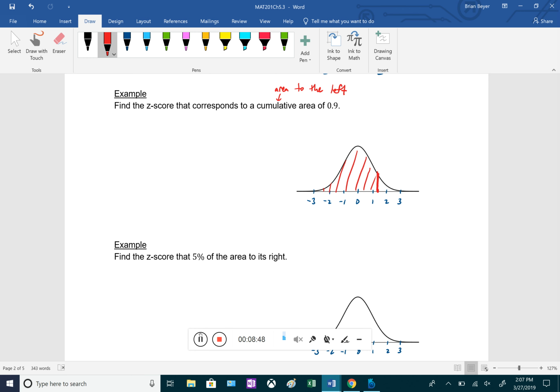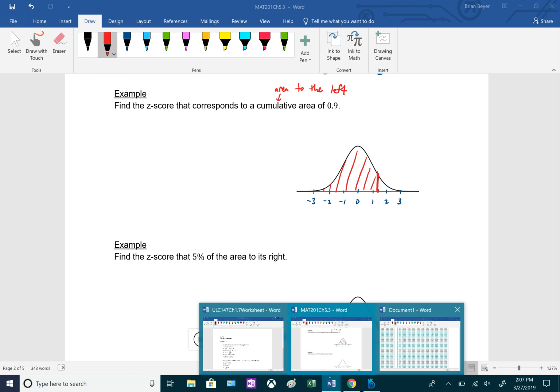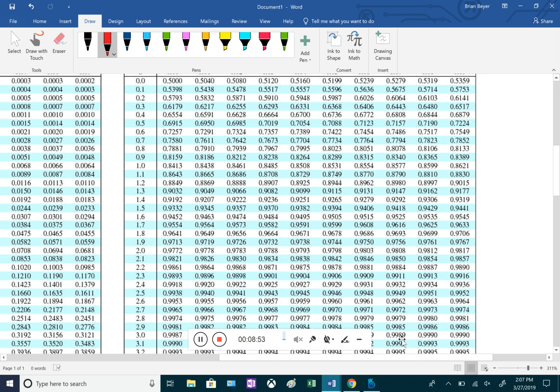So since that's area to the left, we can just look that up in the table because that's what the table tells us. So looking for 0.9, we end up getting about in this area right here. We have 0.8997 and then 0.9015. So 0.9 is not the midpoint between them exactly. So we pick the one closest. The one closest to 0.9 is 0.8997, and that corresponds to a z-score of 1.28.